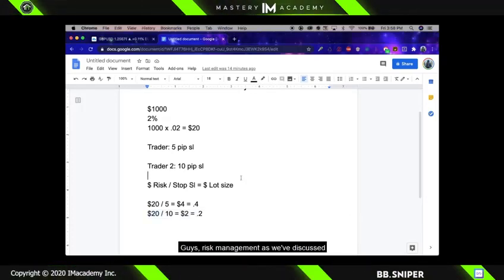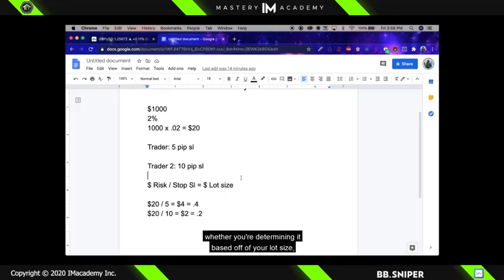Guys, risk management, as we've discussed, is crucial in this industry and is going to determine profitability. Please, please, please take this seriously. Please get in there, whether you are determining your risk based off of your stop loss, whether you're determining it based off of your lot size. Keep in mind, risk to reward is very important and crucial when executing your positions.